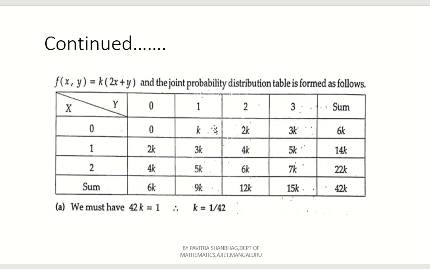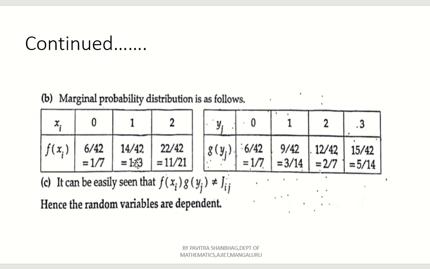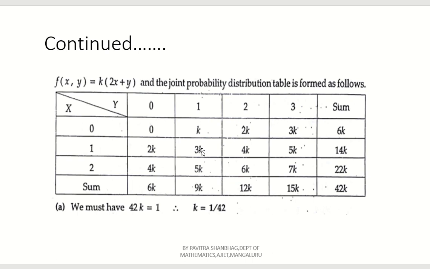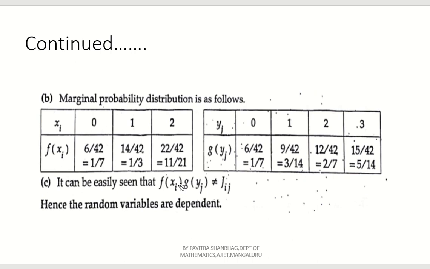Okay, let us continue with some more. What is J22? This one, 3k. 3k means 3 by 42. Check whether we are getting the same J22. That means f of x2 into g of y2. So 1 by 3 into 3 by 14 means 1 by 14 is the answer. But what did we get for J22? J22 is here 3k, that is 3 by 42. So obviously it is not matching. So if f of x i into g of y j is not equal to j i j, we can say that they are not independent, or instead of not independent, you can write it as dependent.